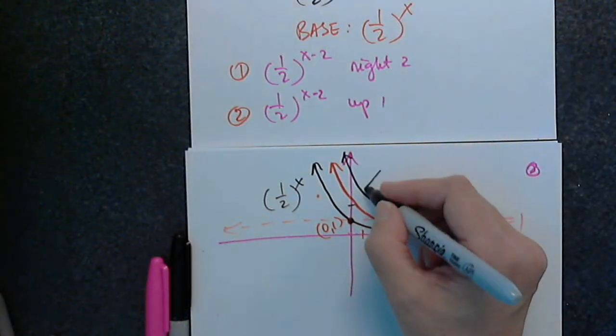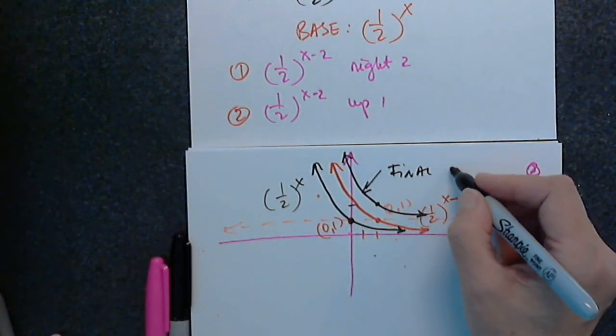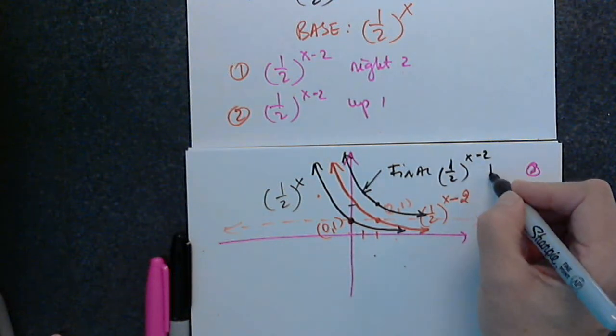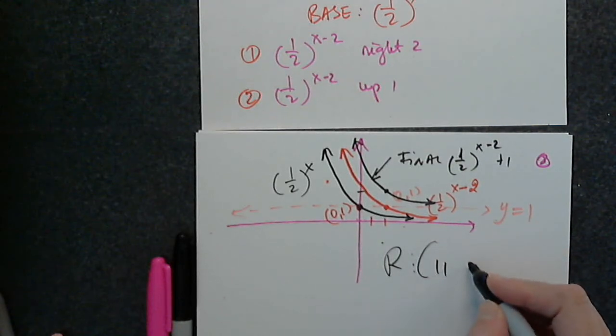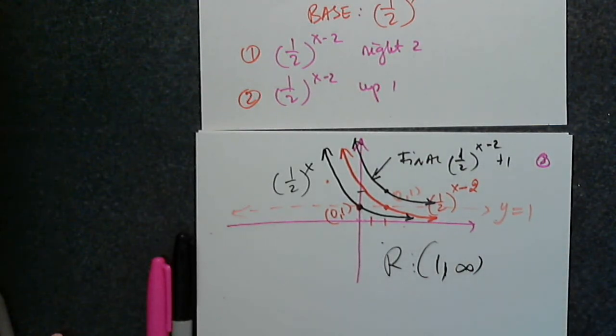And if we are asked, so this is the final (1/2)^(x-2) + 1, and I would like us to identify the range, and then we can look at some applications before we move on. Can anyone give us a range? Very good. It is [1, infinity). Excellent. Thank you.